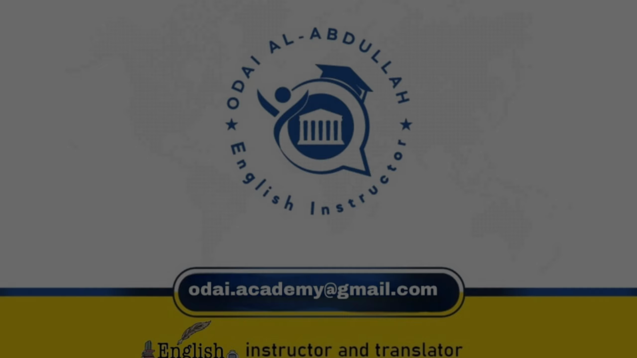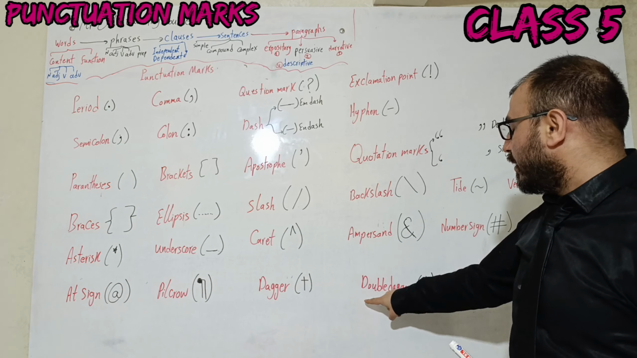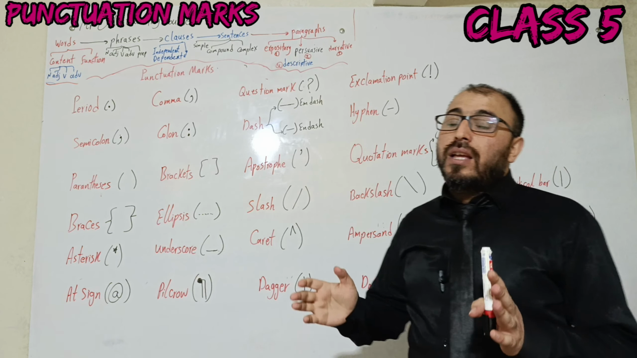As you see here, my friends, I have divided this course into two parts. The first part starts from the period till the quotation marks, while the second part is going to start from the braces and ends at the double dagger.